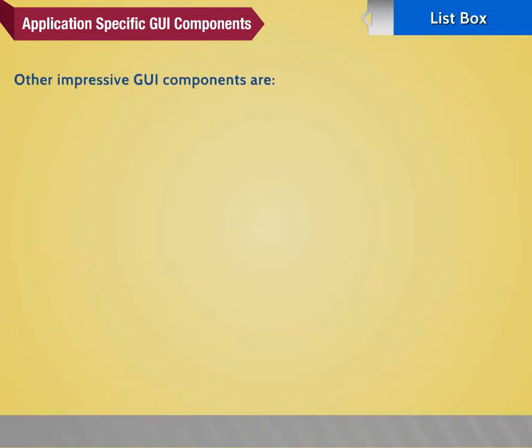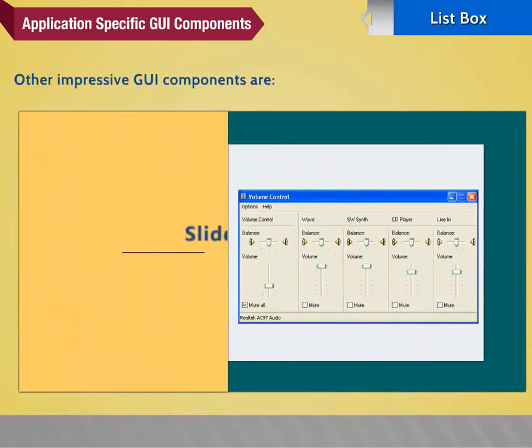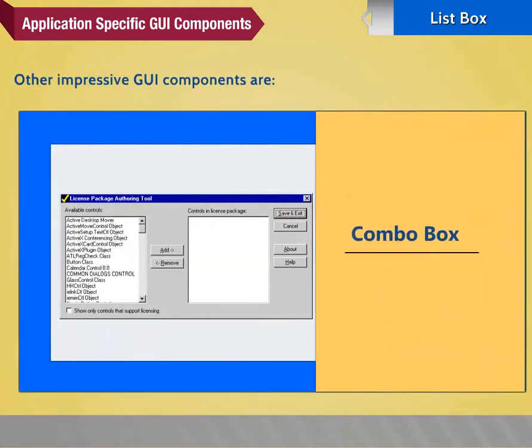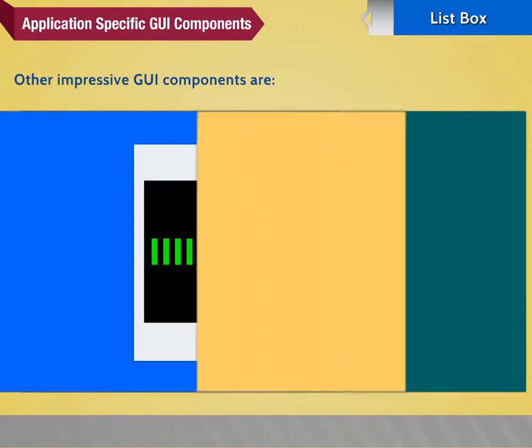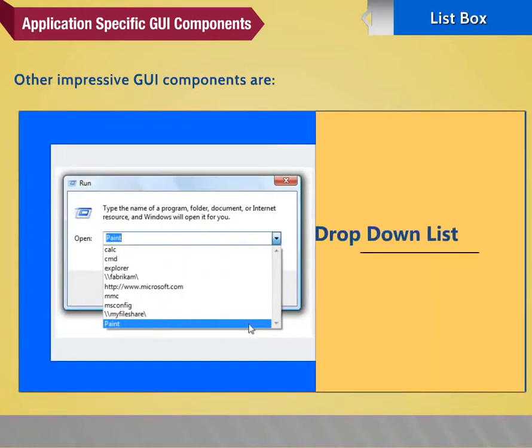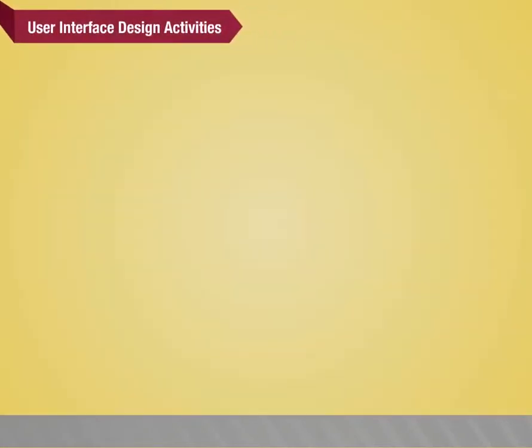Other impressive GUI components are sliders, combo box, data grid, drop-down list. User interface design activities.